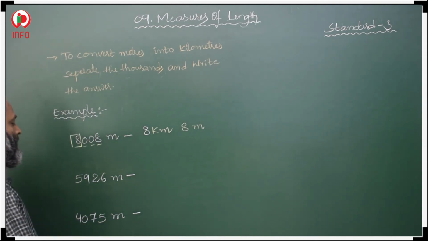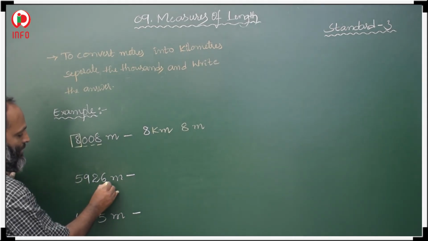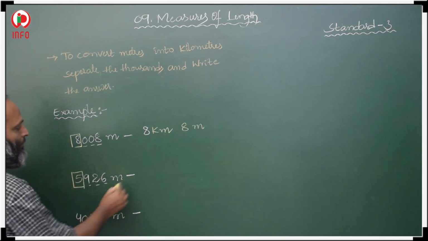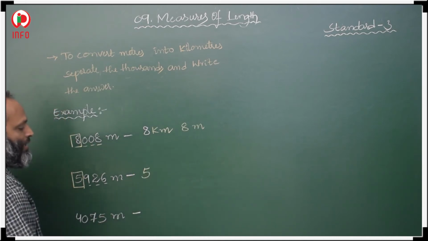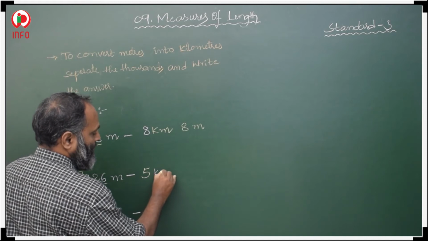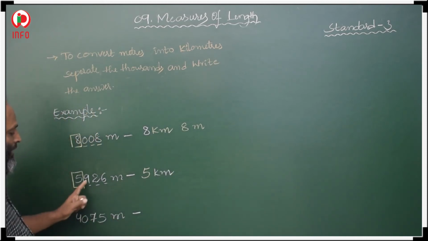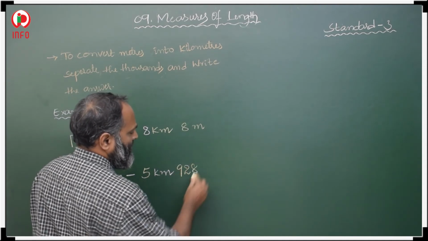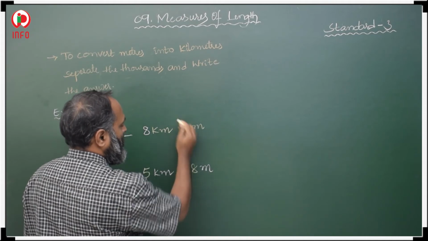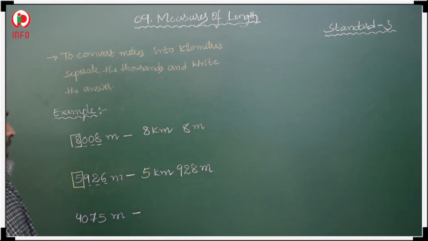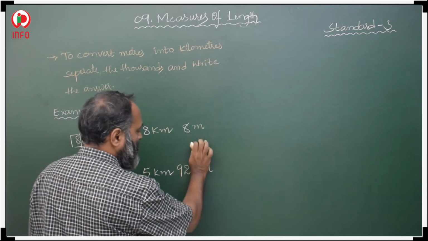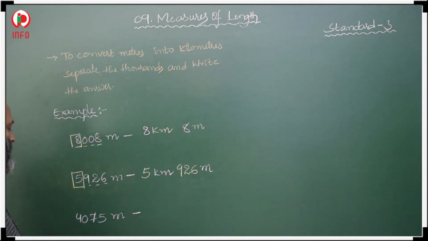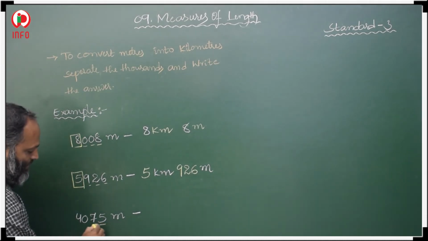Okay. Now, in the next, here also ones, tens, hundreds, this 1000 place, that is 5. We have to separate 5 and write kilometers, 5 kilometers. Then after that 926, 926 meters. Okay.